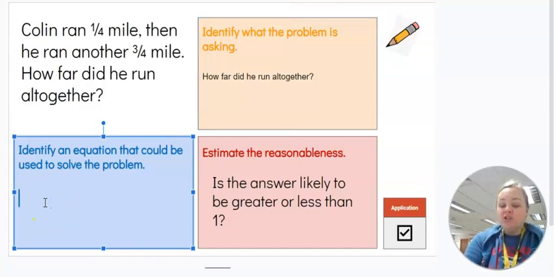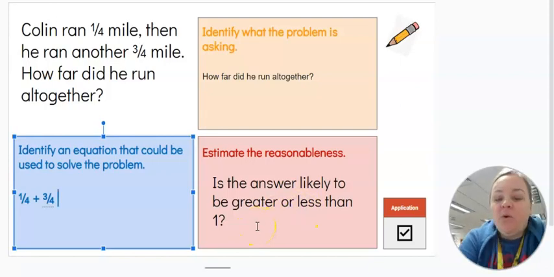So an equation that I can use: I have 1/4 and I have 3/4, and I want to figure out the total of 1/4 plus 3/4. Now, it says estimate the reasonableness. Is it likely that this answer will be greater or less than 1? Well, I know I have 1/4, and I have 3 more fourths, and 1 plus 3 equals 4/4. If I remember what we learned about fractions, 4/4, the same number in the numerator and denominator, means 1 whole, or 1 mile in this case.